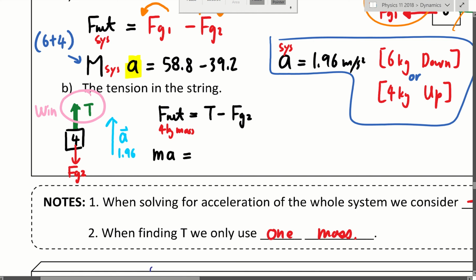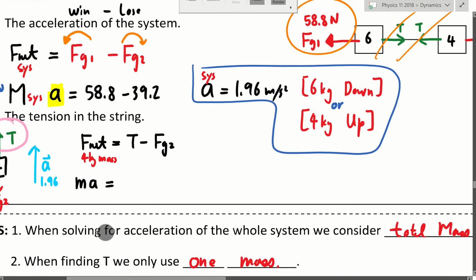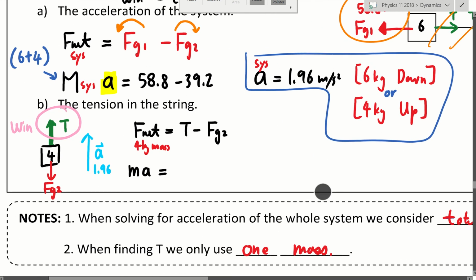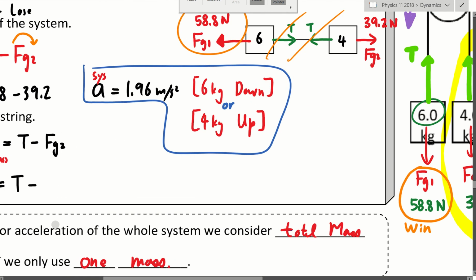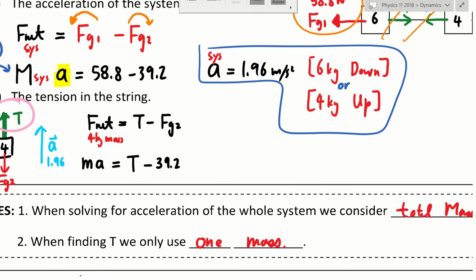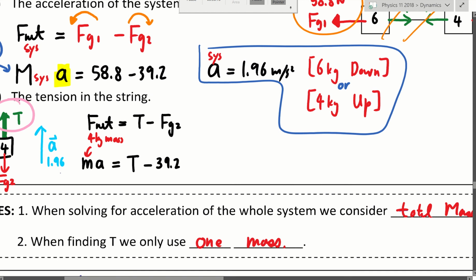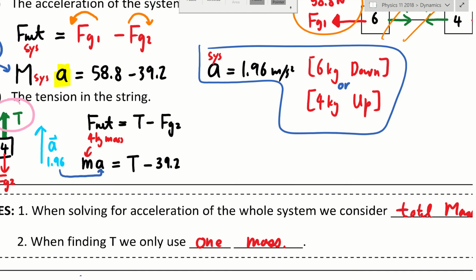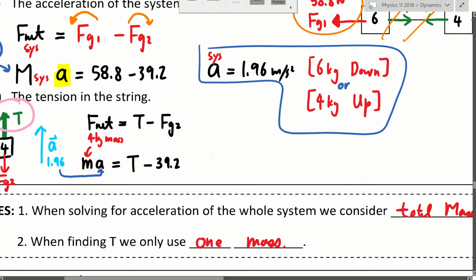So for MA and tension, we don't have tension, we're looking for it, so leave it. How about Fg2? We definitely have Fg2 from earlier, 39.2. How about the mass? 4 kilograms. How about the acceleration? We did get it in part 1 of the question. So 4 times 1.96 is equal to tension minus 39.2.